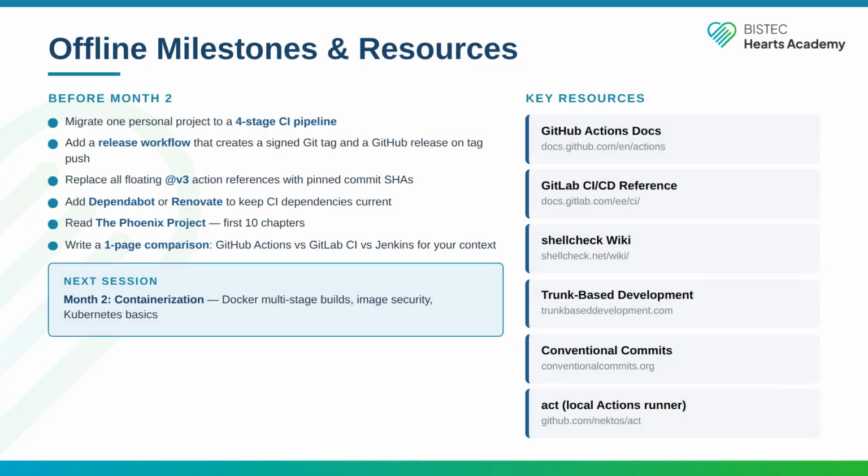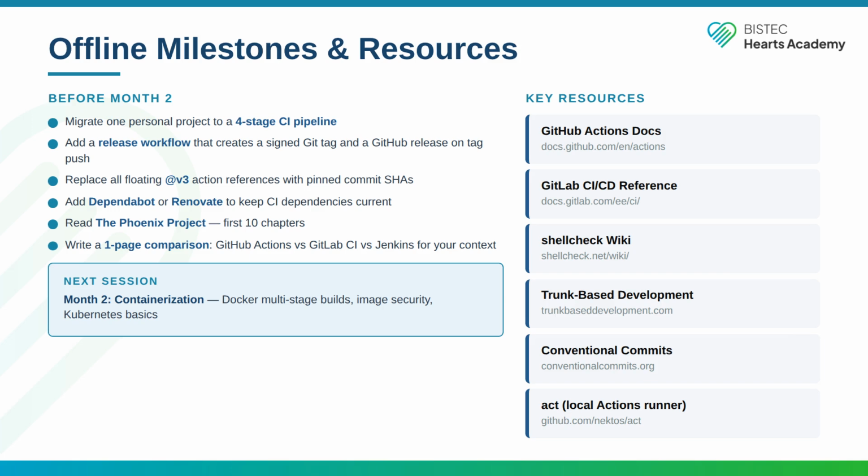6 offline milestones to complete before month 2. First, migrate a personal project to a 4-stage CI pipeline using what you built today. Second, add a release workflow that creates a signed Git tag and a GitHub release on tag push. Third, replace any floating action version references with pinned commits. Fourth, add Dependabot or Renovate to keep CI dependencies current. Fifth, read the first 10 chapters of The Phoenix Project. It provides context for why these practices matter organizationally.